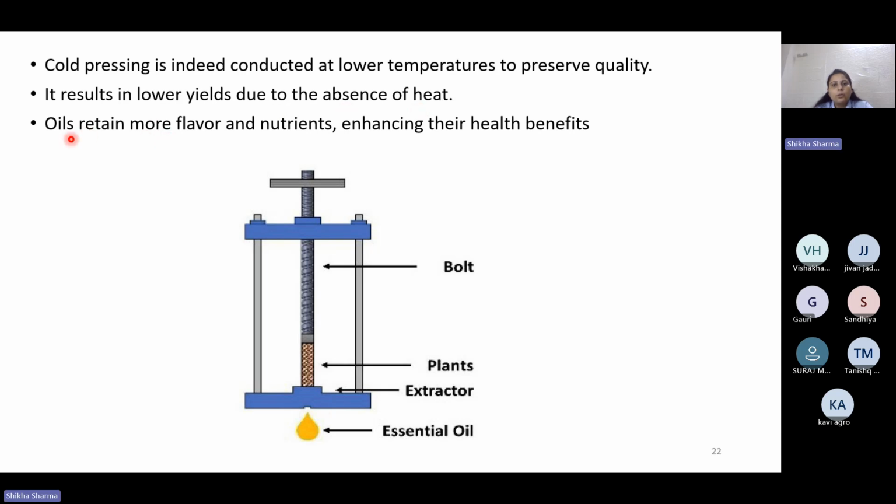And if cold pressing is done, more flavor and nutrition will be retained and there will be more health benefits. If cold pressing is not done, then the heat or temperature sensitive compounds will degrade. So this is a kind of system in cold pressing, where this is the plant product, and a screw system is there, and it is pressed and oil comes out, and there is some kind of arrangement for keeping the temperature low.